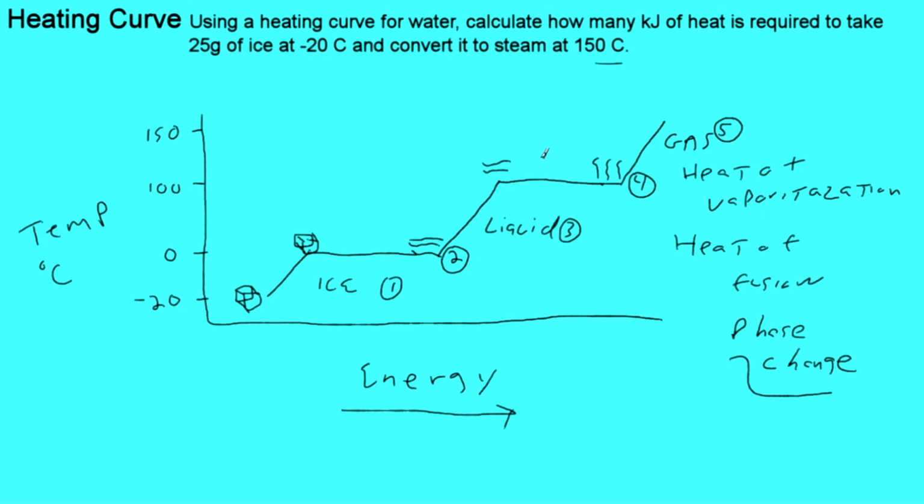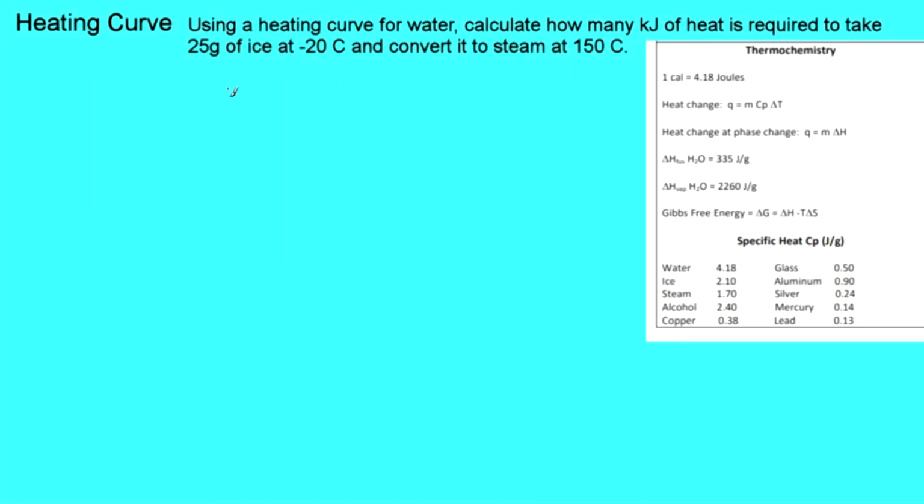We can't just use this equation to determine this entire process. We're going to have to break it down. Here's how we're going to do this. We're going to need this information. This is from your formula sheet. We're going to need some specific heats here. Notice water, this really should be liquid, ice, and steam.